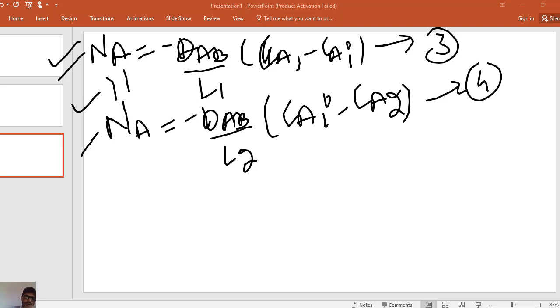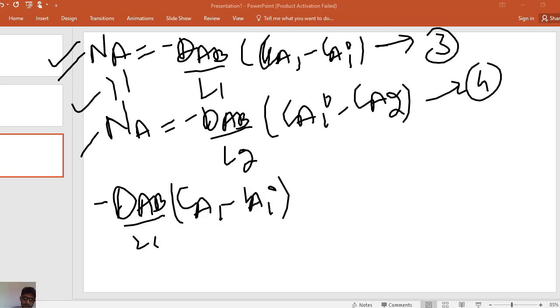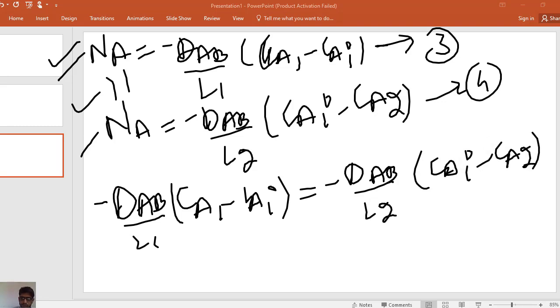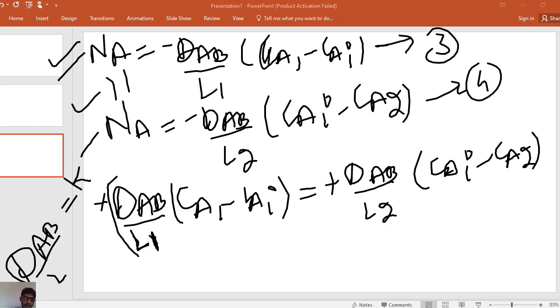As the left hand sides of the two equations are equal, the right hand sides will also be equal. So minus DAB over L1 times Ca1 minus Cai is equal to minus DAB over L2 times Cai minus Ca2. Now diffusivity divided by length is nothing but the mass transfer coefficient. So DAB divided by L1 is the mass transfer coefficient in the gas region. For simplicity we denote DAB divided by L by K, the mass transfer coefficient. The mass transfer coefficient in the gas region will be denoted by K1.